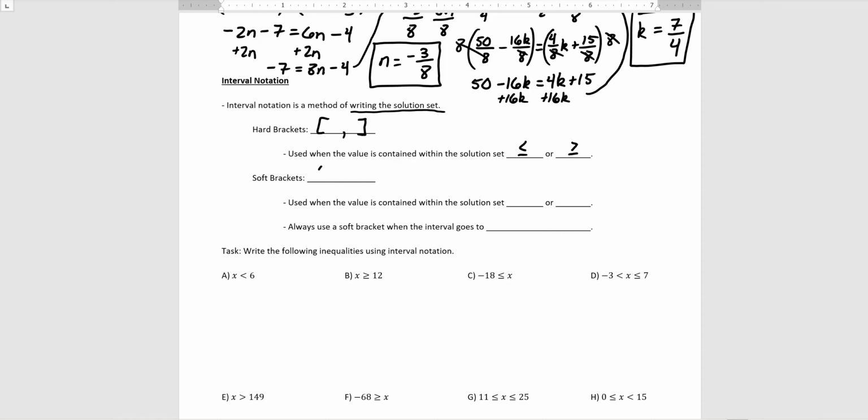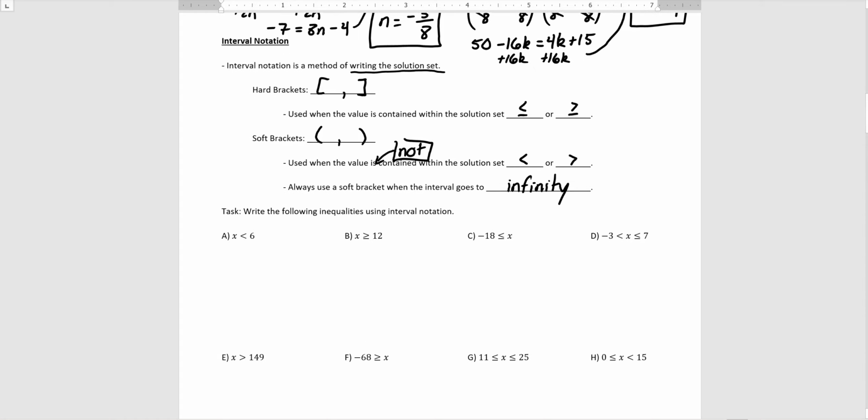Now, soft brackets look like parentheses, like so. They're used when the value is not contained within the solution set, which means strictly less than or strictly greater than. We'll also always use soft brackets when the interval goes to infinity. That infinity will always have a soft bracket, simply because you can't contain infinity. It keeps going forever and ever. We can't contain it.